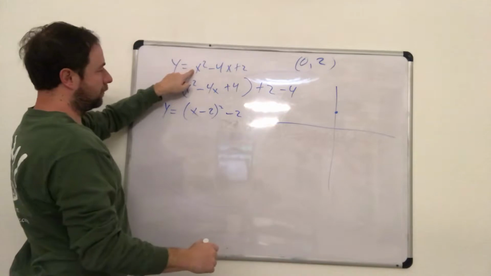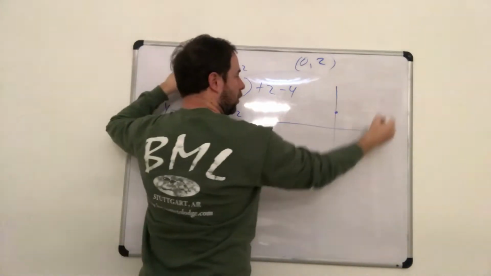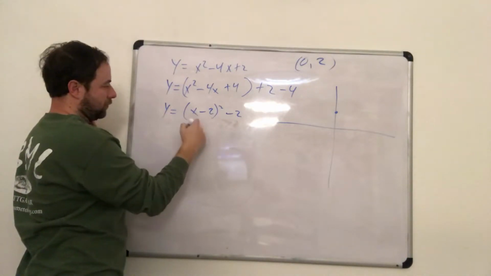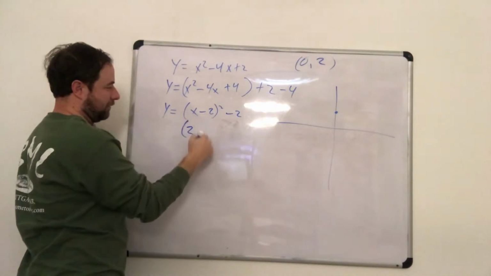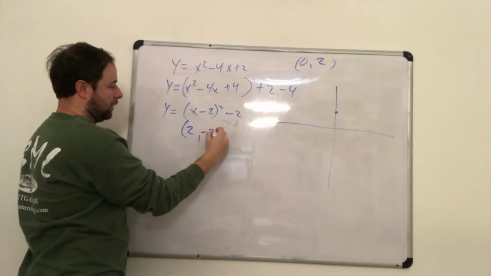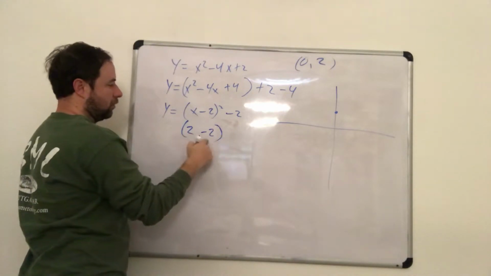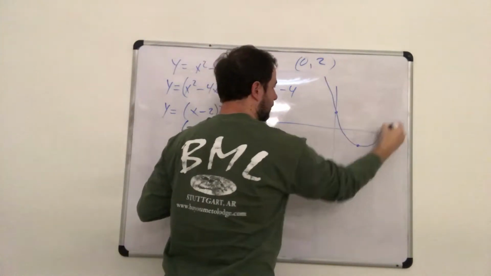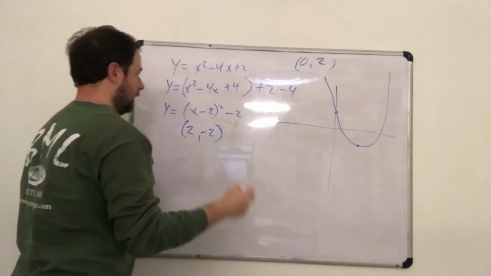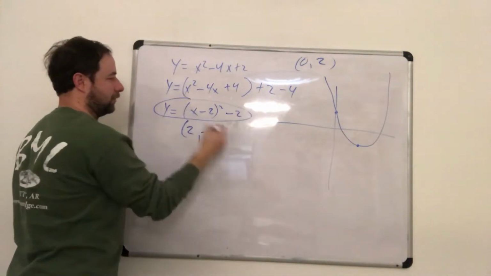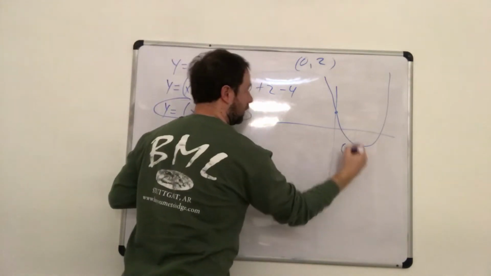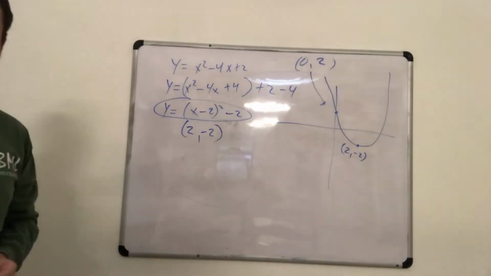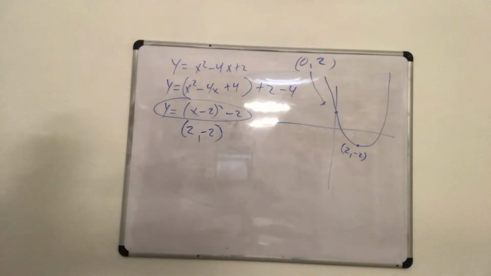Now it's a positive parabola, so we know it's going to open upward. And you can get your other ones. Your x will be 2, because you get the opposite sign of this, and your y will be negative 2. So you have 2 comma negative 2. You go over 2, negative 2 down, so your parabola will look like this. They're going to want you to label this right here, and this is, of course, 0 comma 2. So that's how you graph by completing the square.